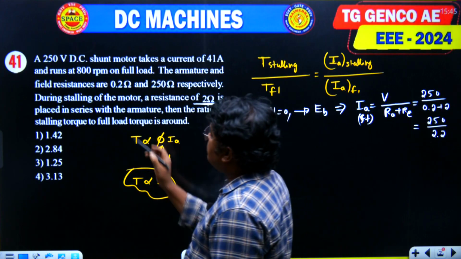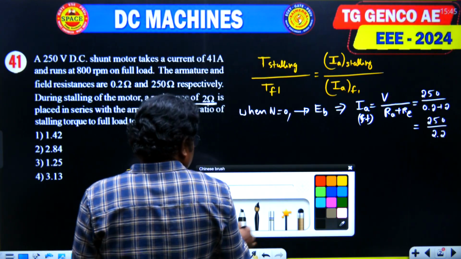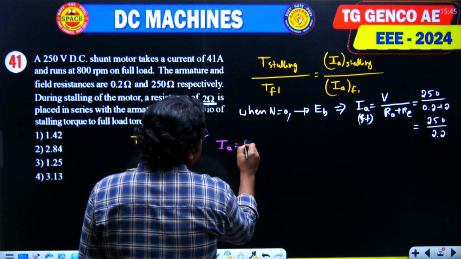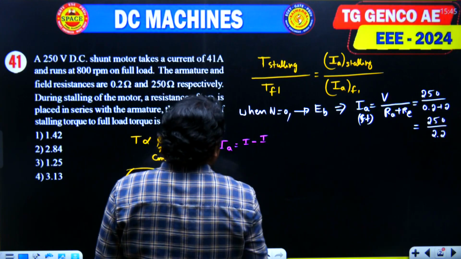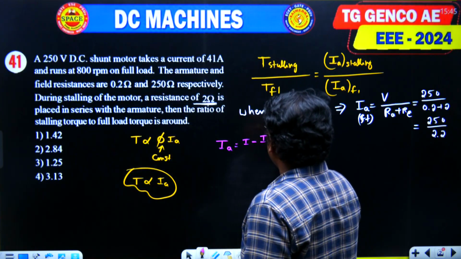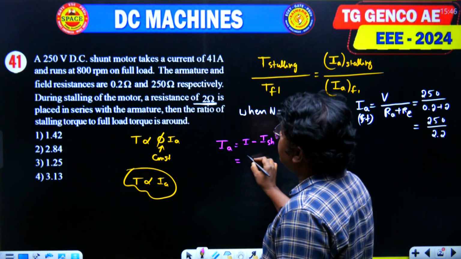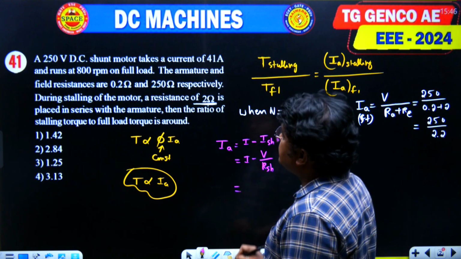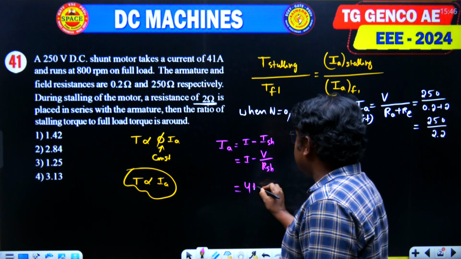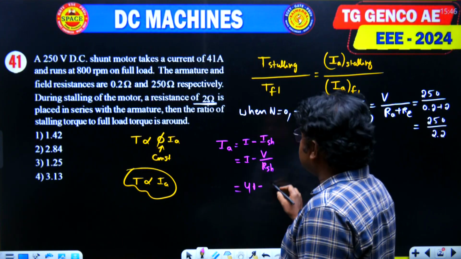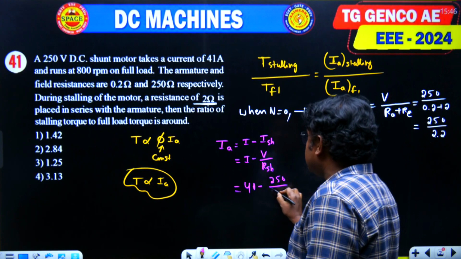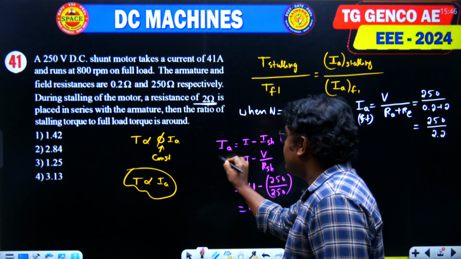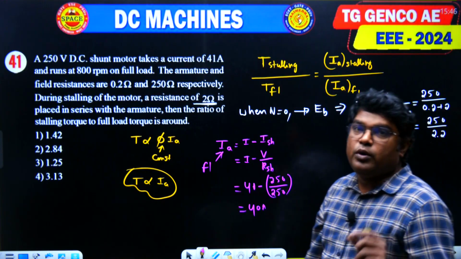Now we require the armature current under the full loaded condition. For the DC shunt motor, the full load armature current Ia is equal to the total current minus the shunt field current. This is equal to I minus V by Rsh. Here I is 41 minus V by Rsh, where V is 250 volts and Rsh is 250 ohms. So it is equal to 40 amps. This is the armature current under the full loaded condition.